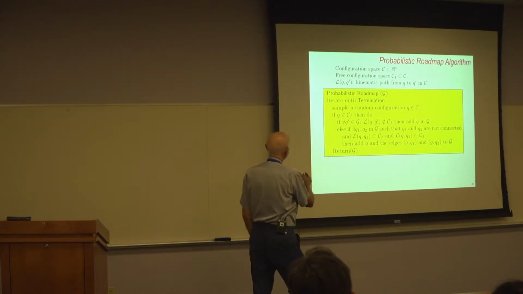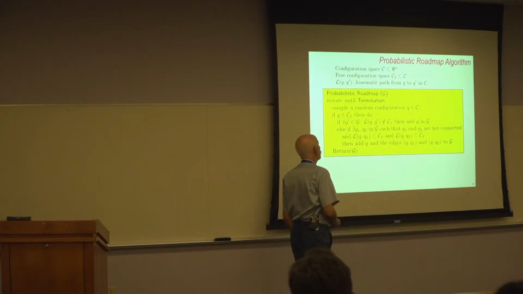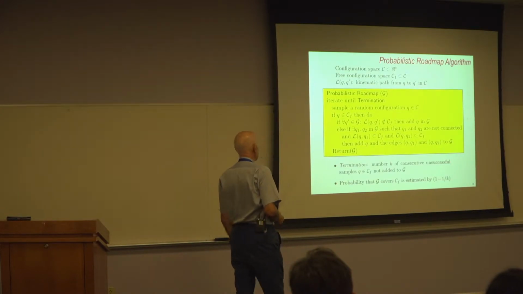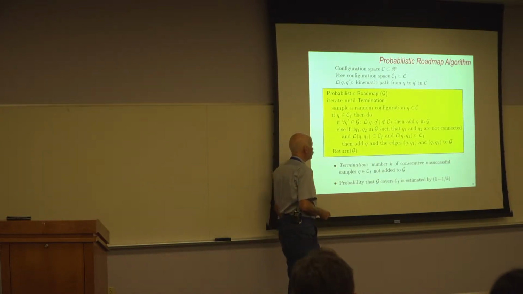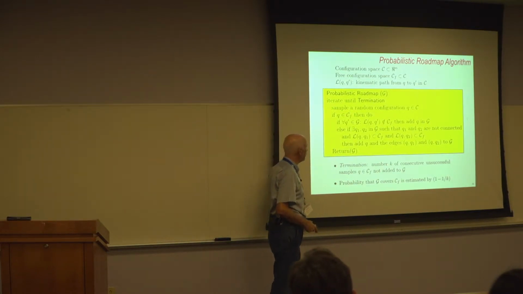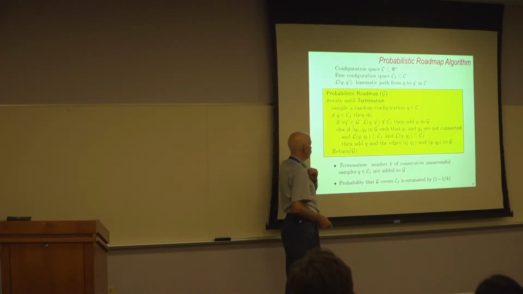So L basically is a kinematic path directly from Q to Q' in the configuration space. So the termination is related to the number of consecutive successive samples in the free space that are not added. That is the number of cases where this test succeeds, but neither this one nor this one succeed.